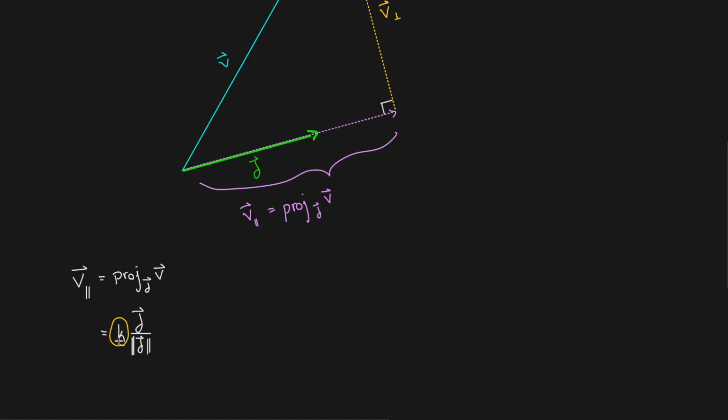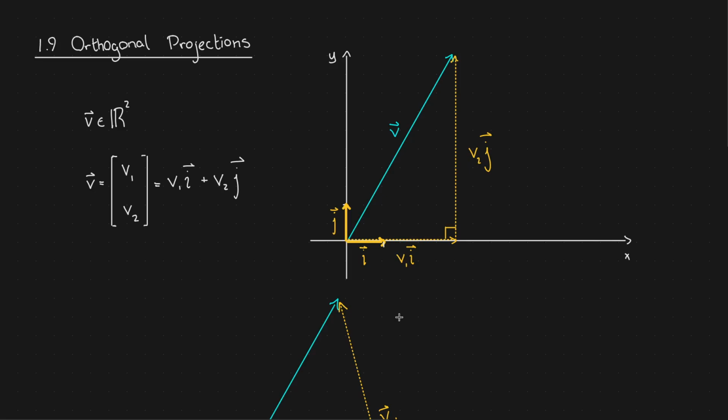So this is some scalar, and our main job here is going to be figuring out what this scalar is, times vector d. We give a special name to this scalar. We call it the component of v in the direction of d. The component of v in the direction of d. And this is similar to what we did up here with i and j in our unit vectors.